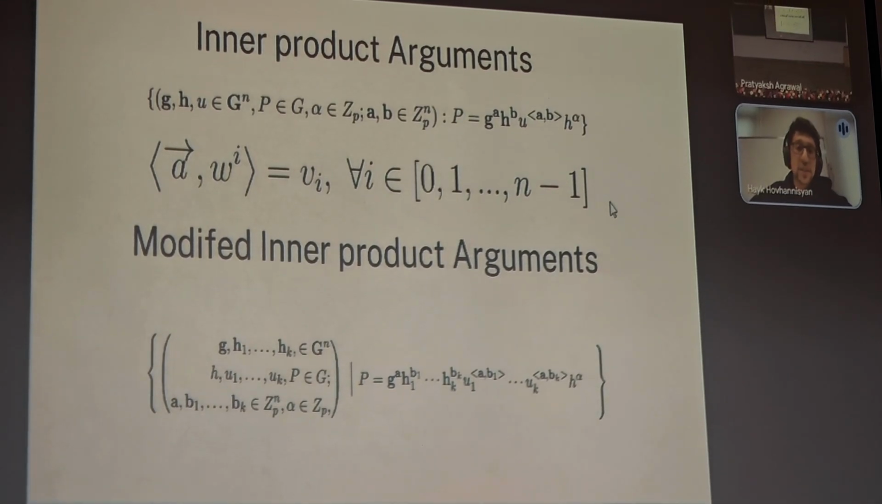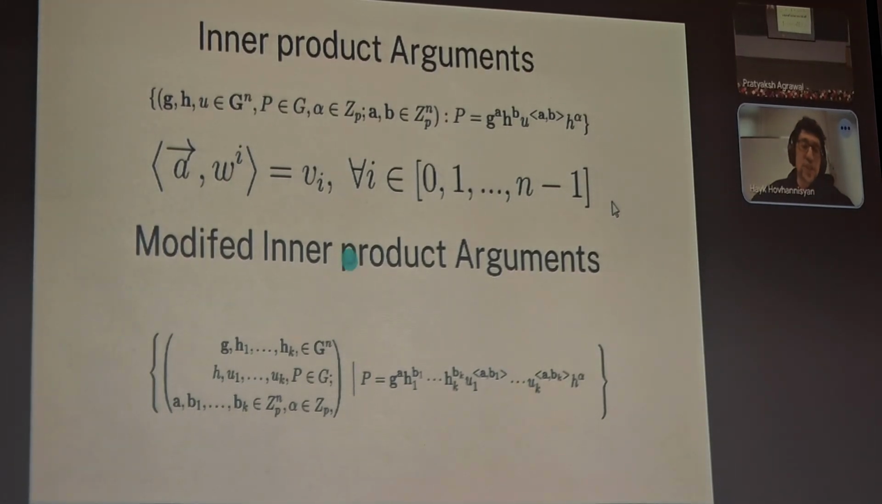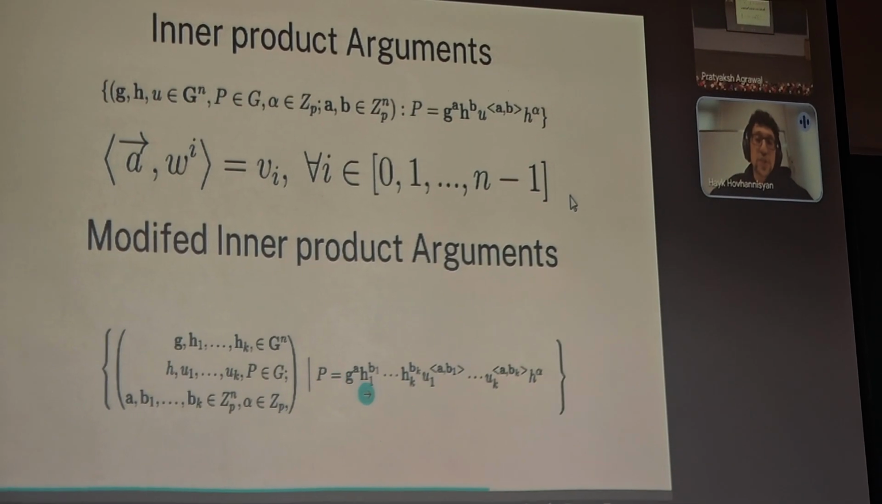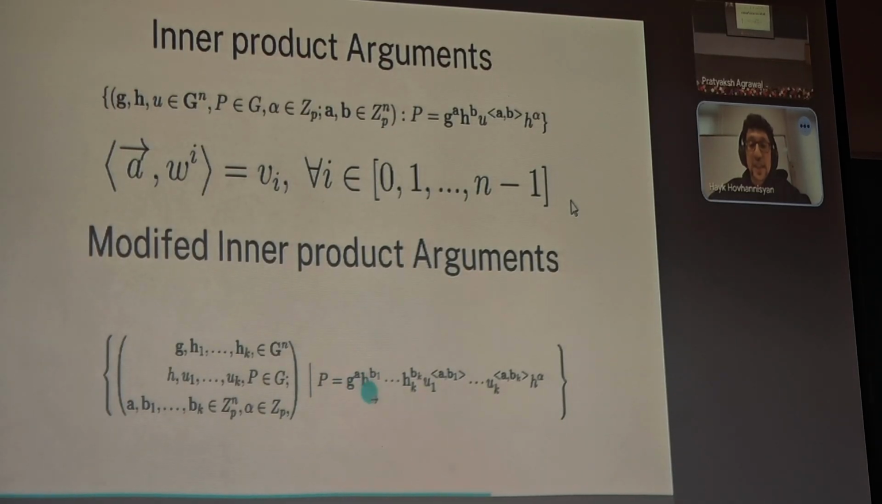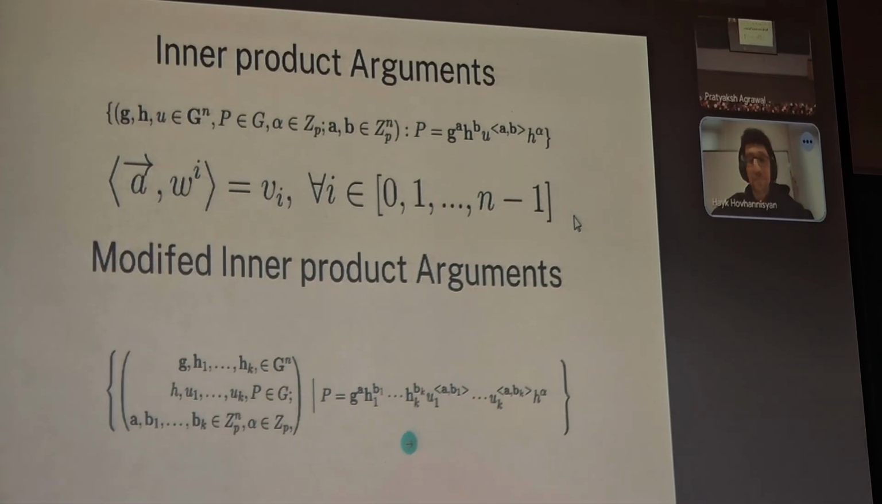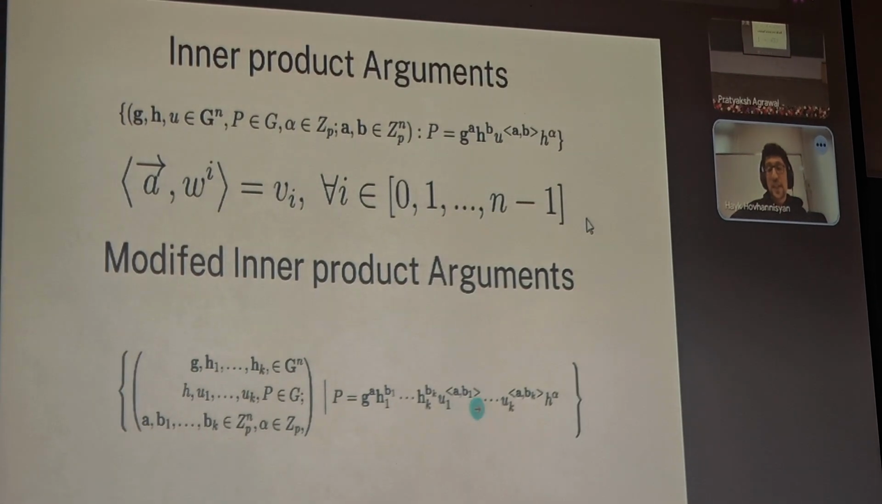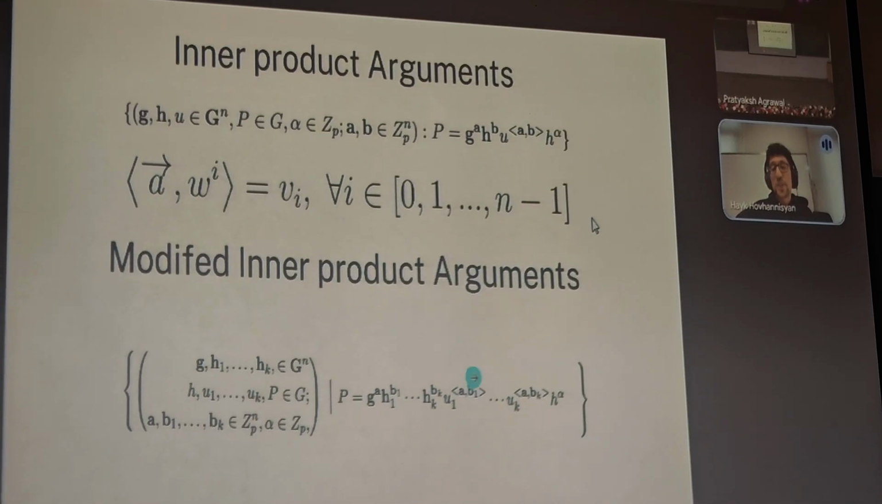So here we decided to create a new argument called modified inner product arguments, which, instead of just the original inner product arguments that prove something about two vectors, allows you to work with k plus 1 vectors. So you have one vector A and k vectors B1 to Bk. They are all committed. And we can prove that all of the U's are commitments to the inner product arguments of A and the corresponding B's.